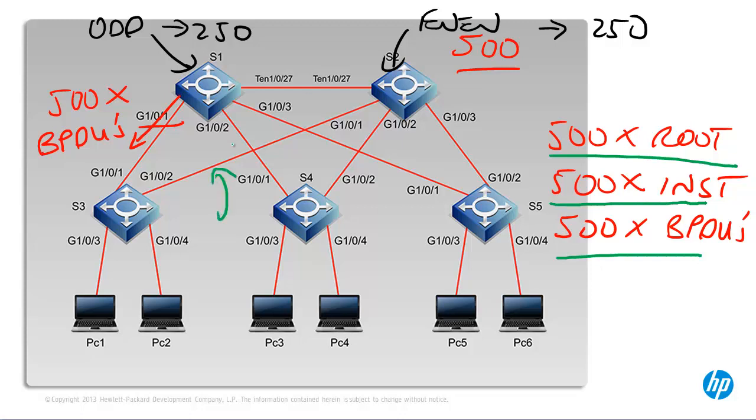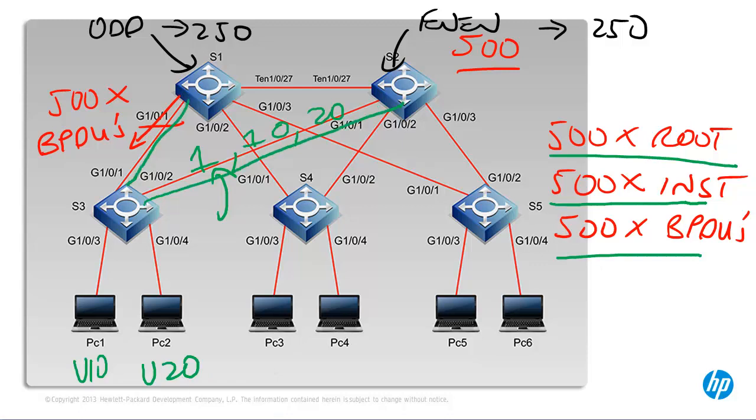On an interface like this, once again, 500 BPDUs are sent every 2 seconds, if 500 VLANs are permitted across that trunk. So the recommendation is to reduce the number of VLANs permitted on a trunk. If VLAN 10 and VLAN 20 are configured on switch 3, you would only allow VLAN 1, the management VLAN, VLAN 10 and VLAN 20 across these links.